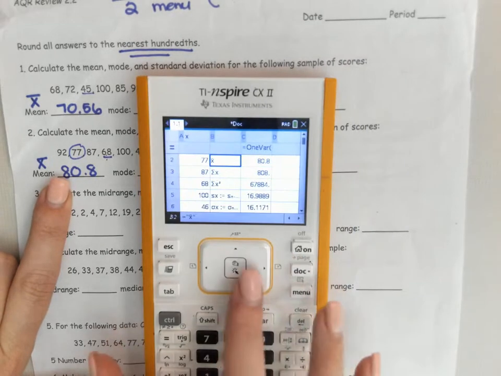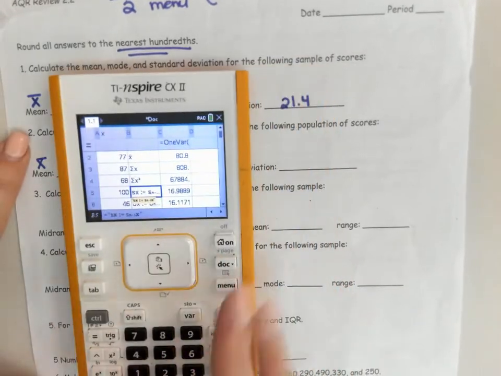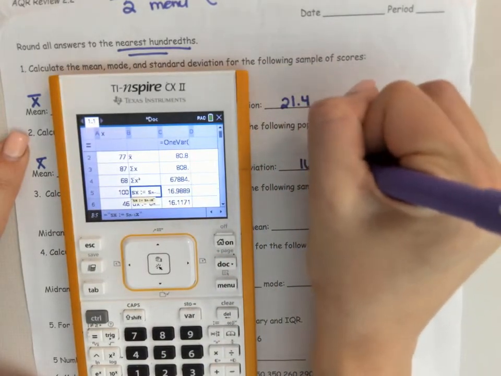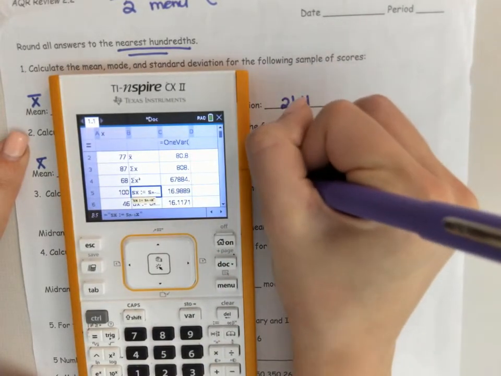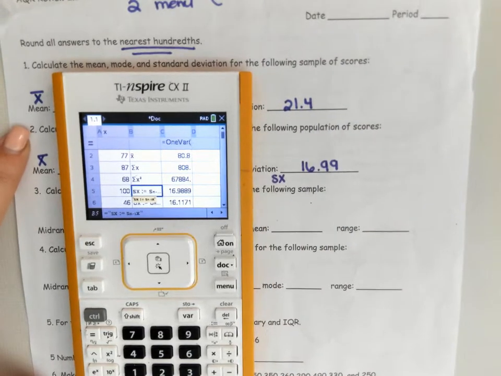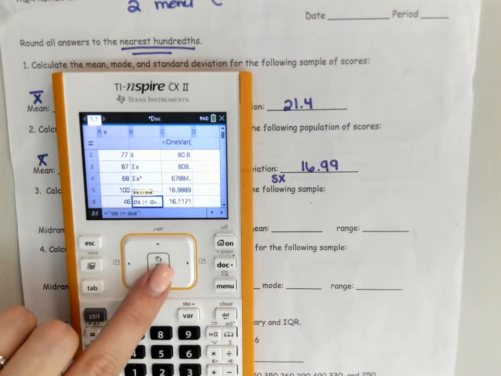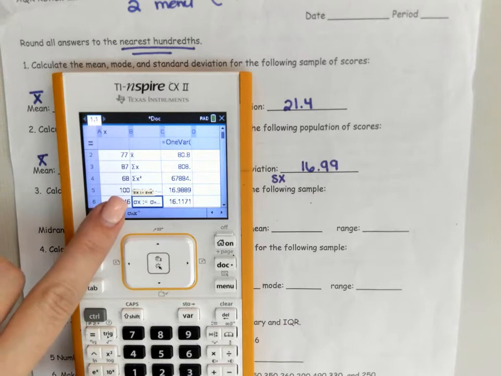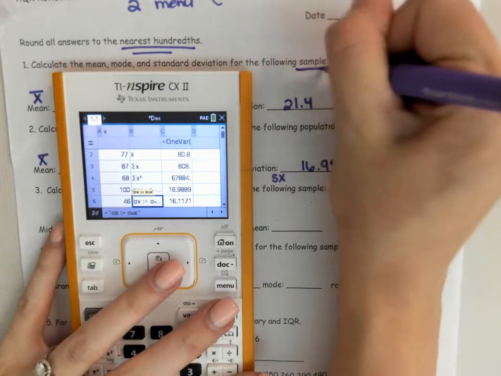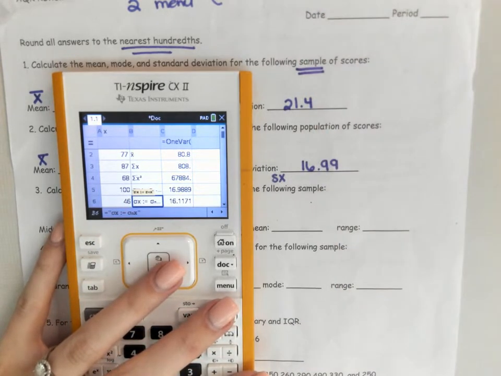The standard deviation, or the little SX, is 16.99. And the reason I'm using the SX and not the little sigma X is because it told me at the beginning it was of a sample, not a population.